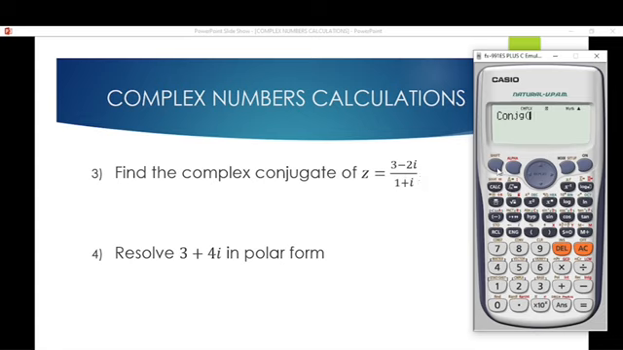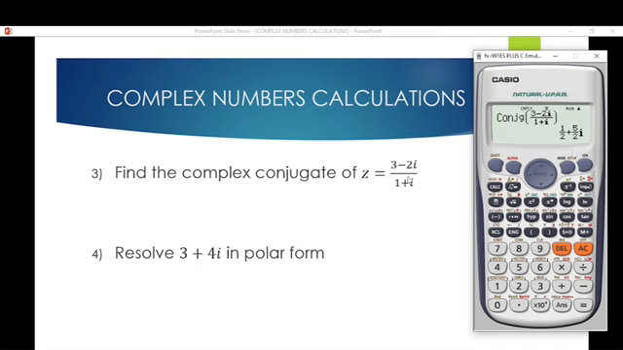So the question is 3 minus 2i over 1 plus i. Then close our brackets. So this is the question itself. After that, once we press equals, we are finding the conjugate. So this is the answer: we have 1 over 2 plus 5 over 2i. So this is the conjugate of it.